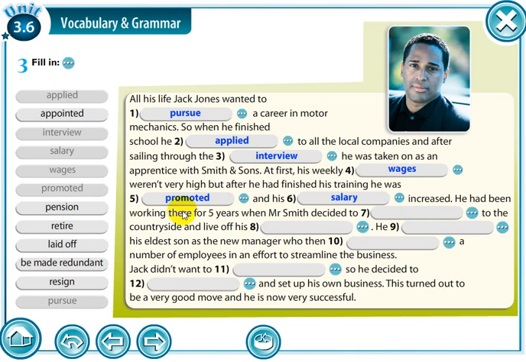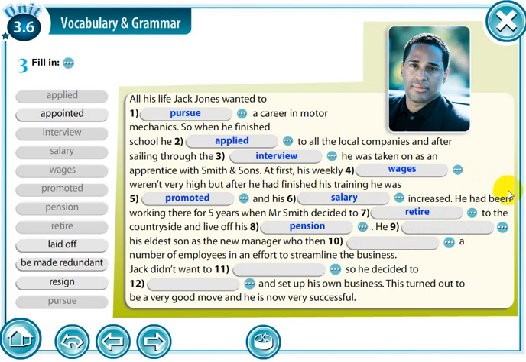He had been working there for 5 years when Mr. Smith, the owner, decided to retire to the countryside and live off his pension on the money he retired. So he takes pension from the government. Here, Jack, what did he do? His eldest son, no, here Mr.